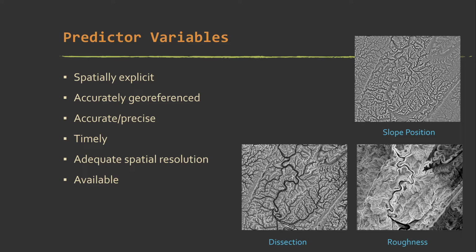Here's just a few examples of some predictor variables related to topography. And these are all derived from a DEM or DTM, digital elevation model, digital terrain model. So this is slope position. It's basically a measure of ridge versus valley, so high topographic positions to low. This is topographic dissection. It's a measure of incision. And this is topographic roughness, so local variability. So these are examples of generally decent spatial resolution, spatially contiguous, fairly accurate.